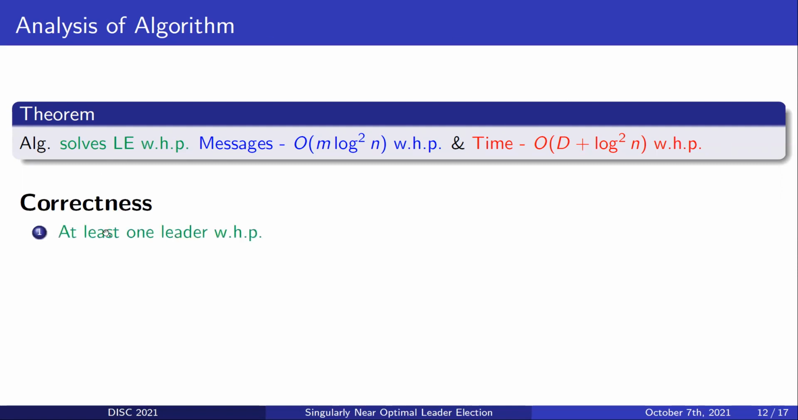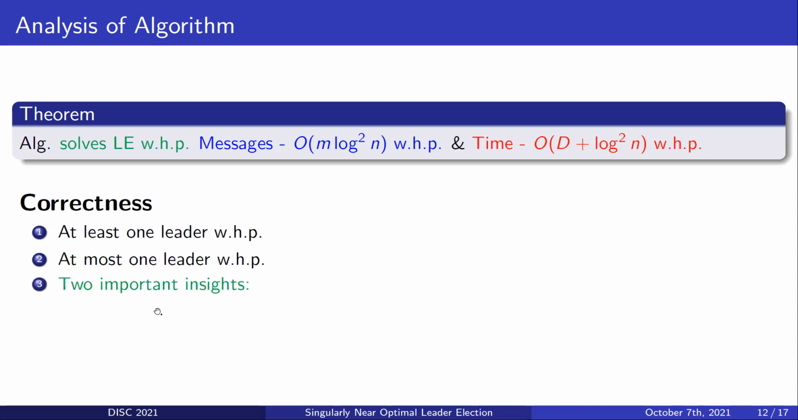So if you want to prove that an algorithm solves leader election with high probability, we should first show that at least one leader is elected with high probability, and then at most one leader is elected with high probability. So we'll show these 2 things in subsequent slides.